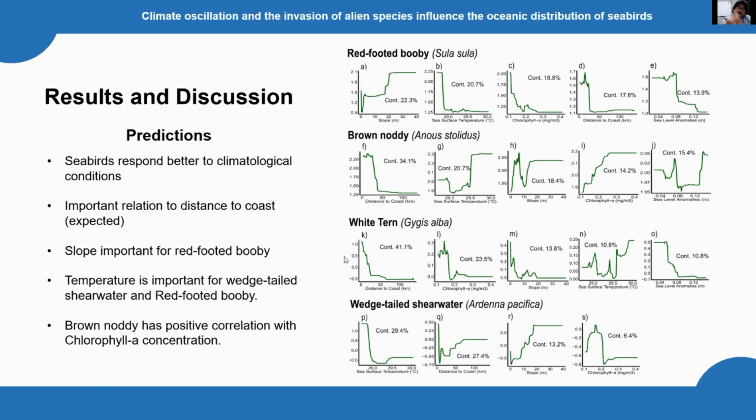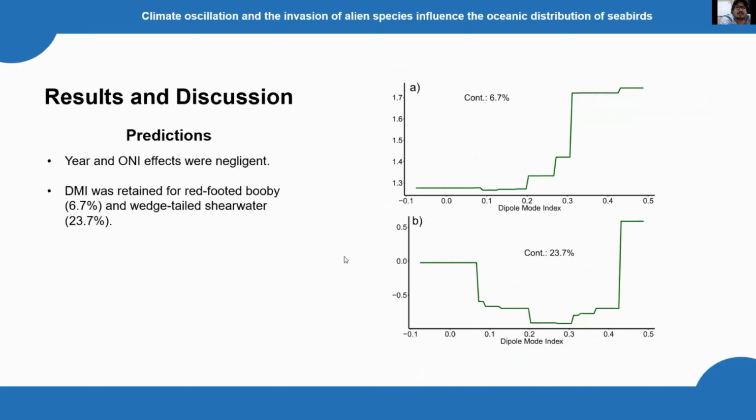So we included in the model 3 variables, as I mentioned, 3 climatological oscillation variables. There was ONI, the Oceanic Niño Index. Then we have the dipole mode index, and we included the year to capture the variability. And interestingly, we found that these birds that are more closely related to temperature had no effect of year or ONI, but had an important contribution given by the dipole mode index. Particularly, red-footed booby has a response where the dipole mode index gives a contribution of 6.7%, and wedge-tailed shearwater a response with 23.7% contribution from the dipole mode index.